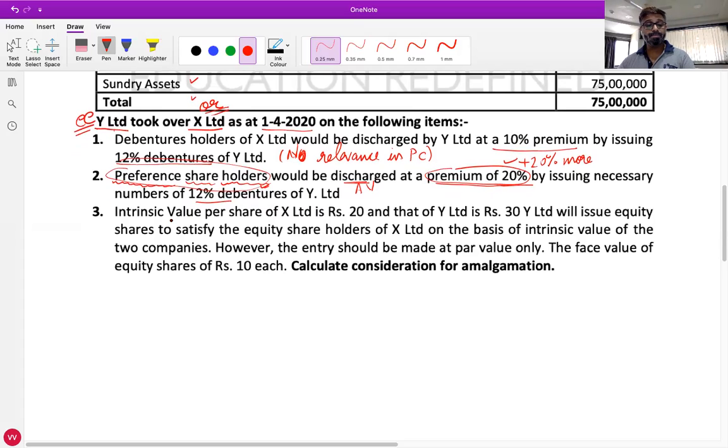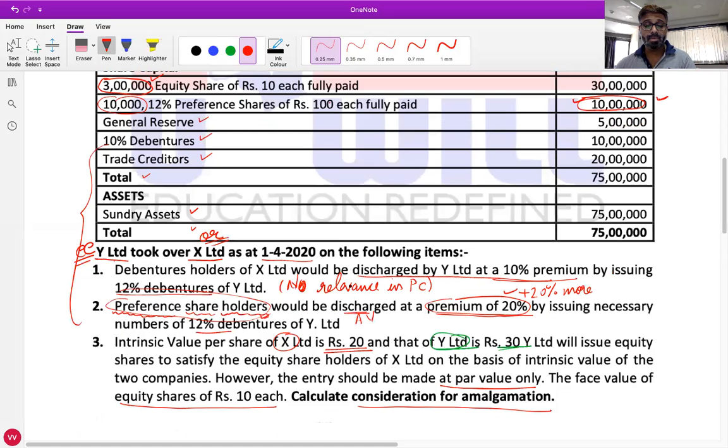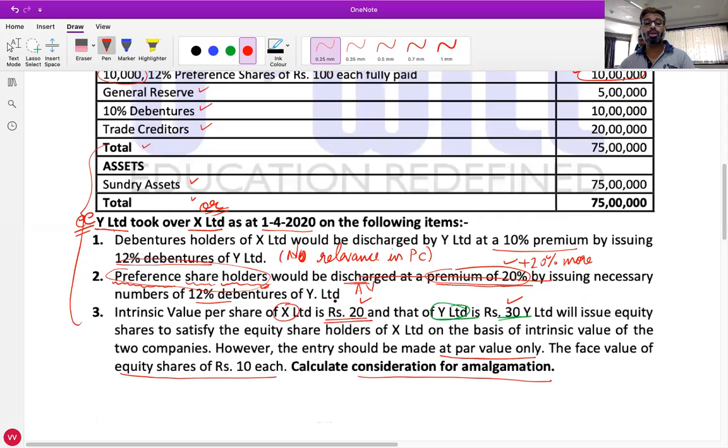Further, the intrinsic value per share of X Limited is rupees 20 and of Y Limited is rupees 30. Y Limited will issue shares to the equity shareholders of X on the basis of the intrinsic value of the two companies. However, the entries would be made at face value only. The face value of equity shares is rupees 10 each. Calculate consideration for amalgamation. Now see here, we don't have to find this intrinsic value. It is already given, 20 rupees and 30 rupees.